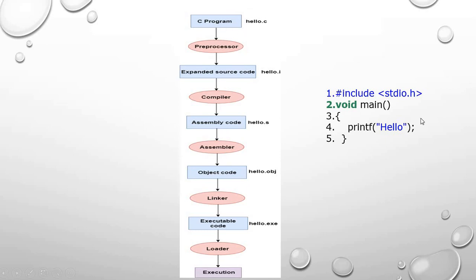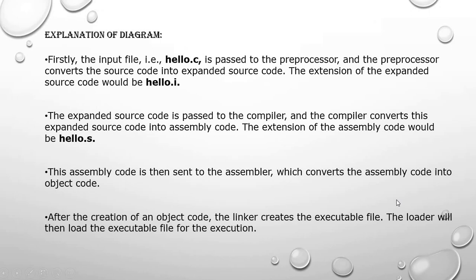First of all, your program code, that is this one. We are using the preprocessor, which gives my expanded source code. Then we are going to compile it. As soon as we compile it, it will create the object file through the assembler. The object code gets created and the linker will execute that code, then it will load and finally print my output, that is hello. So this is the process of every C program. This is the explanation which I have explained to you.